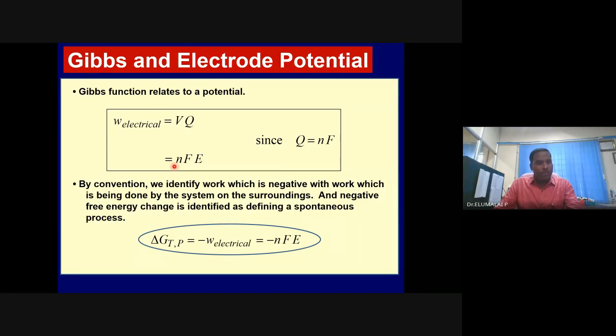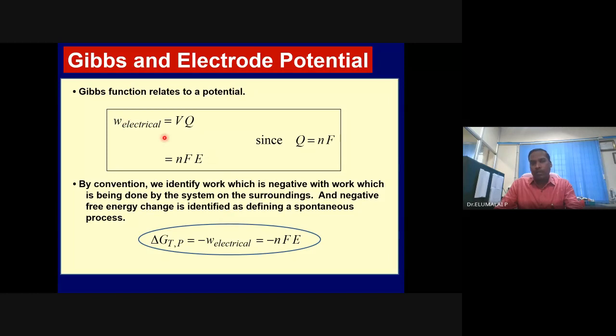So we have a system and a surrounding. We have a battery system, and it is in the environment, the surrounding. Work is done by the system. So whenever work is done by the system, it means we derive something from that system, you designate with a negative sign. So change in free energy is minus W, minus electrical work.